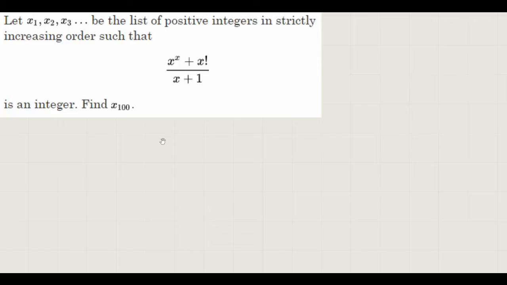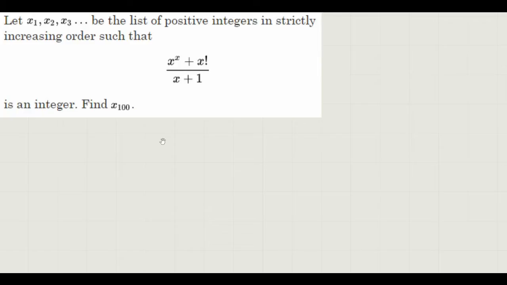Let x₁, x₂, x₃, ... be the list of positive integers in strictly increasing order such that the quantity x^x + x! divided by the quantity x + 1 is an integer. Find x₁₀₀. At first glance, this seems like a really weird problem because there's an x to the power of x plus x factorial, and this stuff usually doesn't mix together. So let's see what we can do.